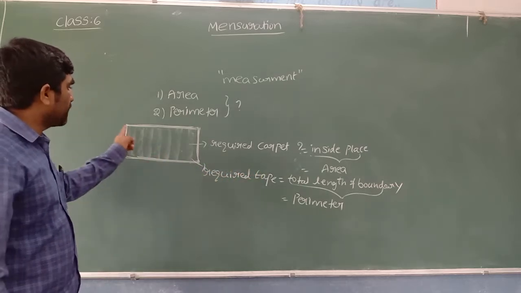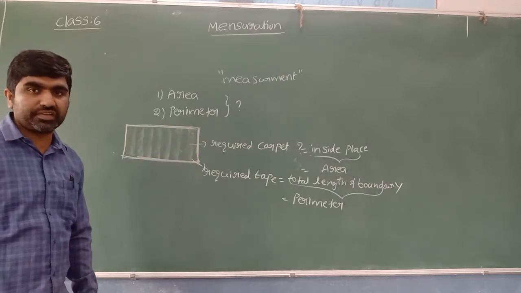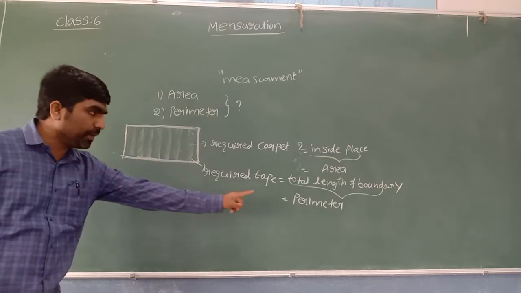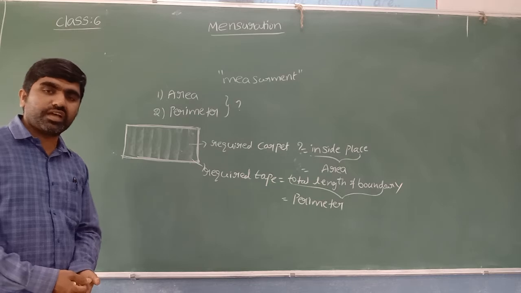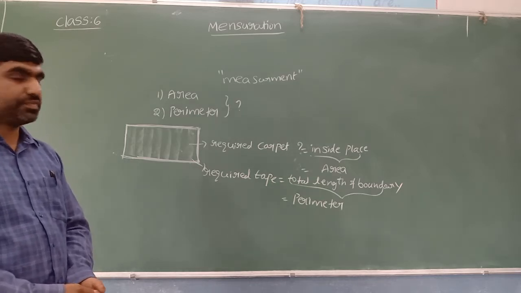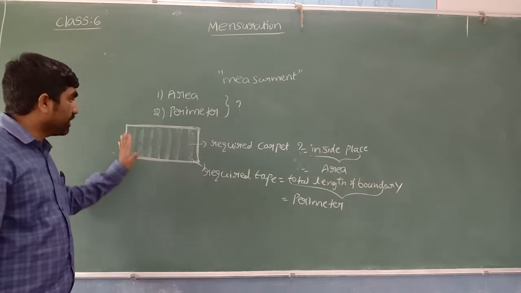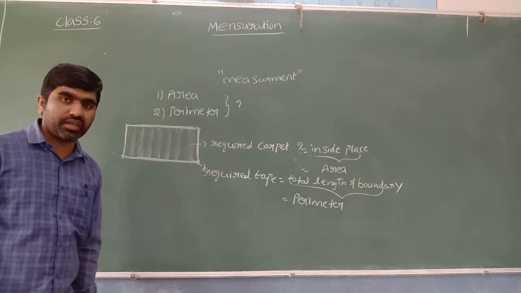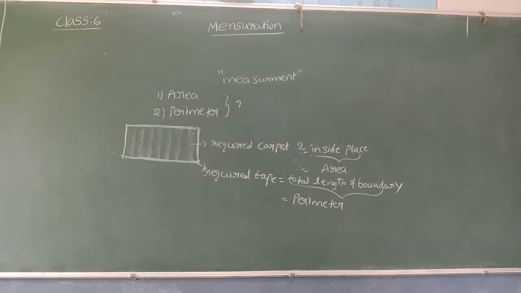Suppose I have a rectangle park, I want to cover all the boundaries with a wire. To know the length of the boundary, we need to find the perimeter. So this is about what is area, what is perimeter. The total length of the boundary is called perimeter. The inside place of a closed figure is called area. Let's see more about this area and perimeter.